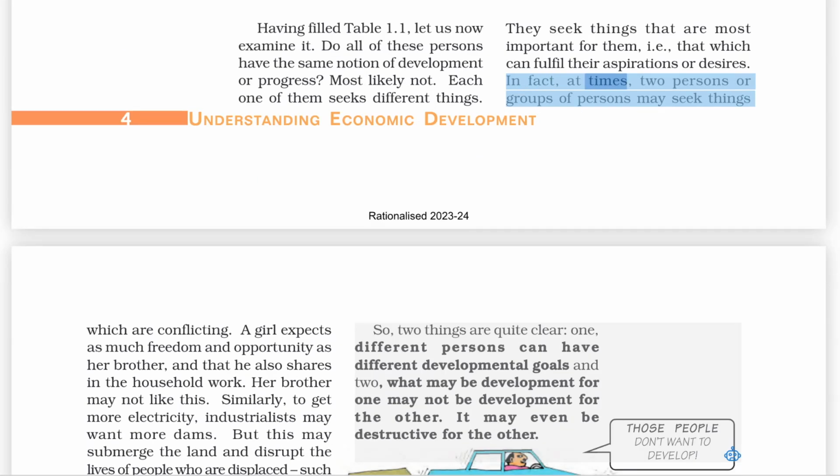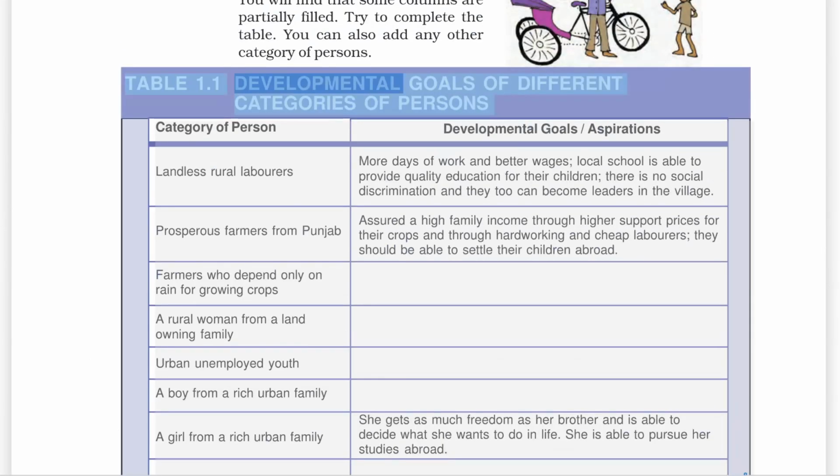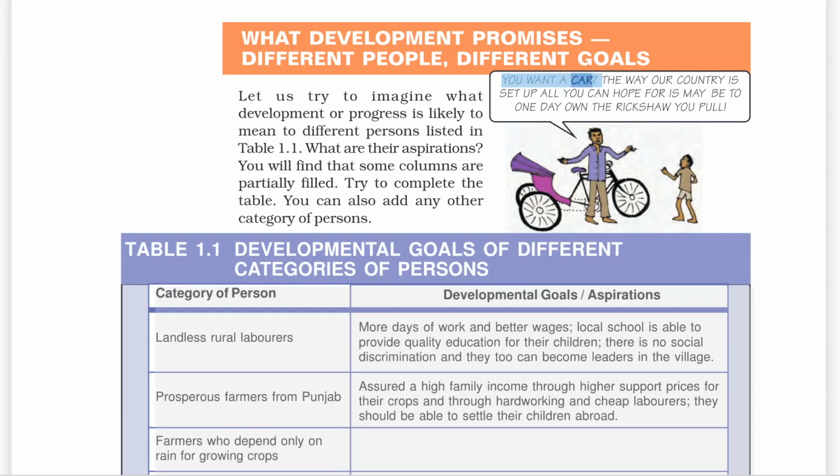In fact, at times two persons or groups of persons may seek things. Table 1.1 Developmental Goals of Different Categories of Persons. You want a car? The way our country is set up, all you can hope for is maybe to one day own the rickshaw you pull.